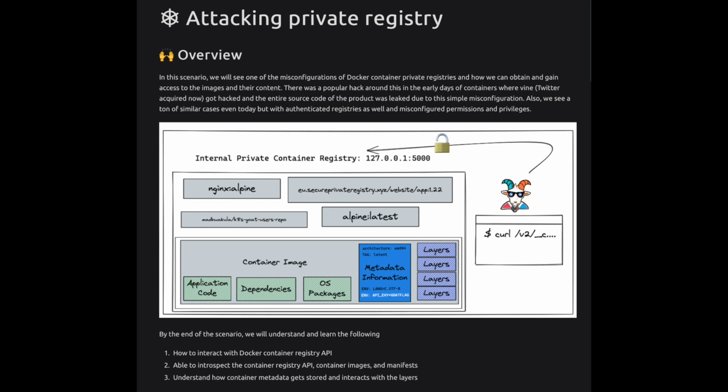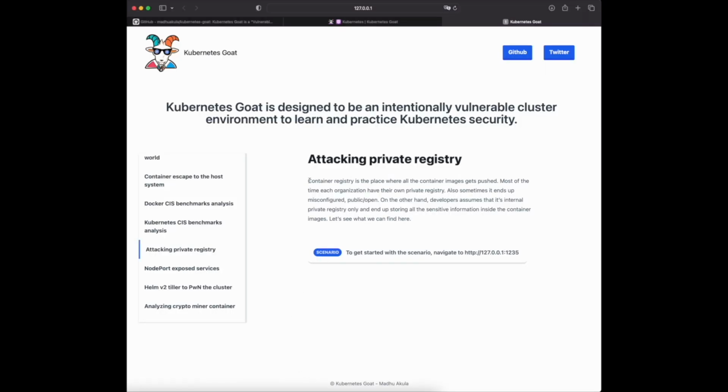Let's see what we're going to do here. It says basically container registry is the place where all the container images get pushed. Correct. Most of the time, each organization has their own private registry. Also, sometimes it ends up misconfigured, public, open. On the other hand, developers assume that it's an internal private registry only and end up storing all sensitive data here. So let's see what we can actually grab from here.